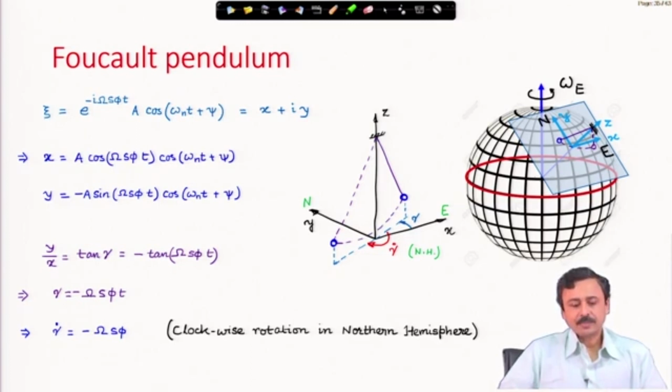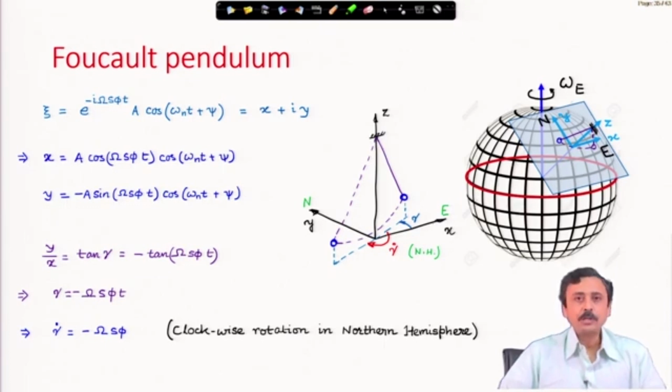Now, this phenomenon was demonstrated by Foucault, and that clearly showed that the earth rotates, because this rotation of the line of motion is dependent on the rotation of the earth. And because this rotation of the earth is very slow, and phi, see, on the equator phi is 0, so you will have no rotation. But as you go northwards, at the pole this is going to the maximum, which is exactly the spin of the earth, that is the rate of rotation.